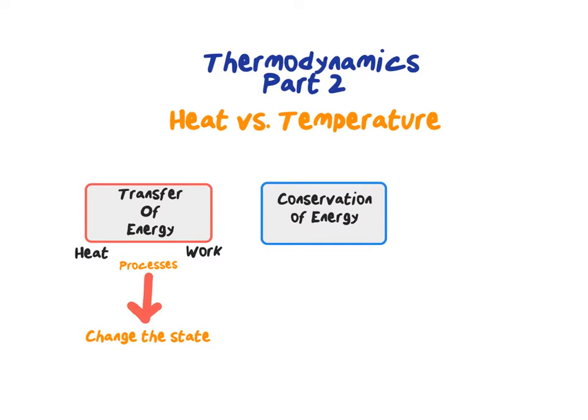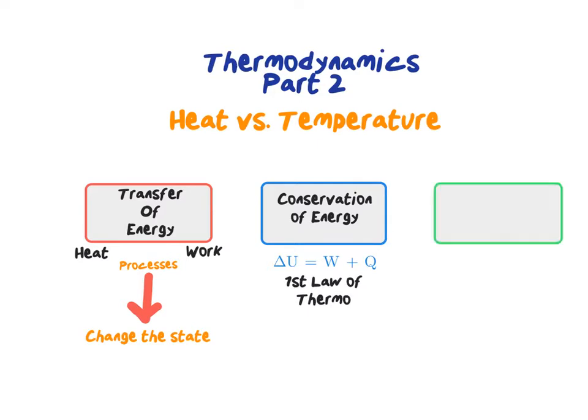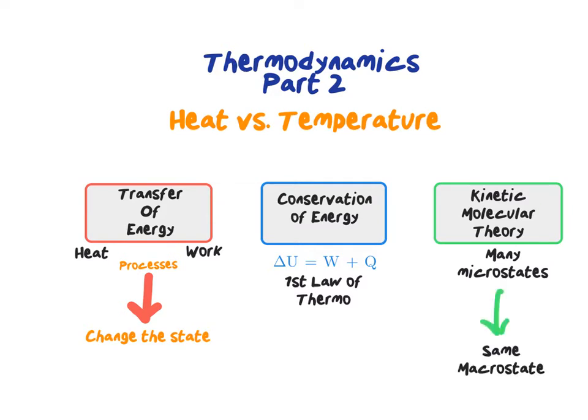And we said that for a particular system, the internal energy will change by the amount of work that's done on the system and the amount of heat that is moved into or out of the system. This was known as the first law of thermodynamics. And lastly, we took a look at a system as a bunch of little particles from the perspective of the groundwork of the kinetic theory. We basically said that many different microstates could contribute to the same macrostate description.